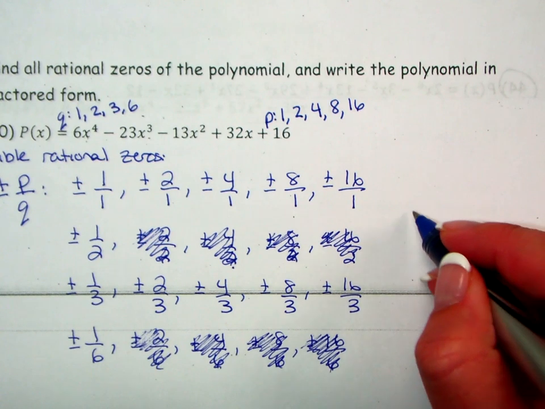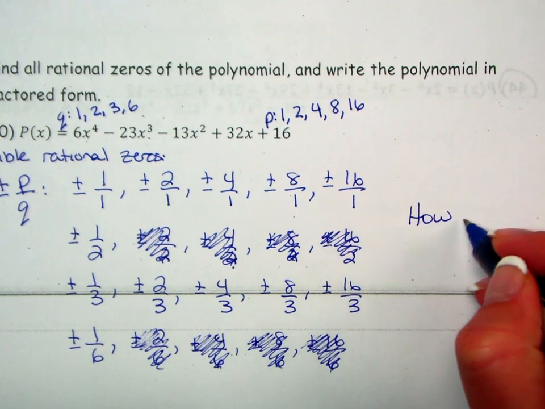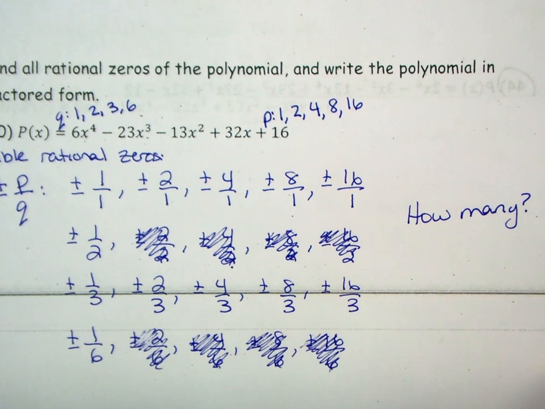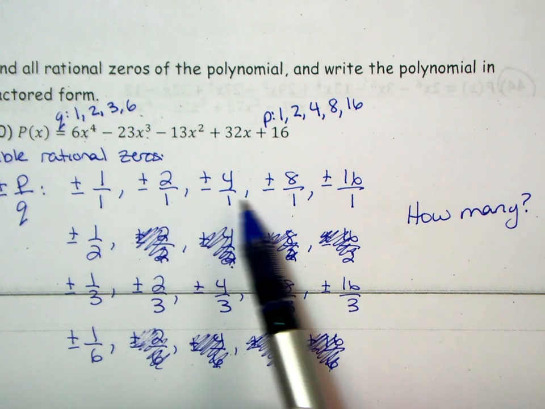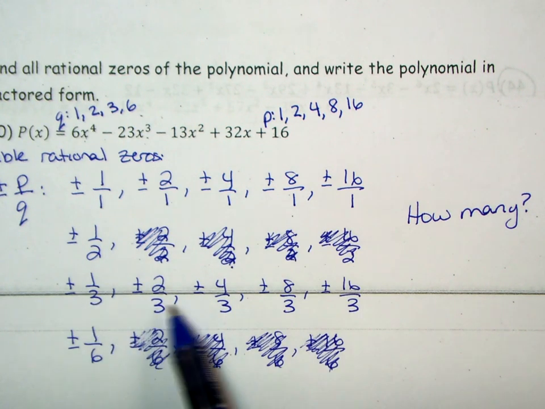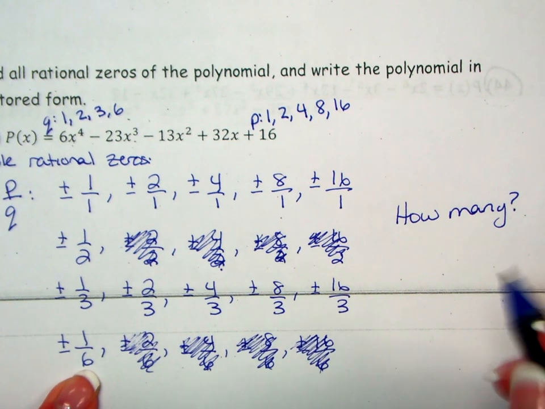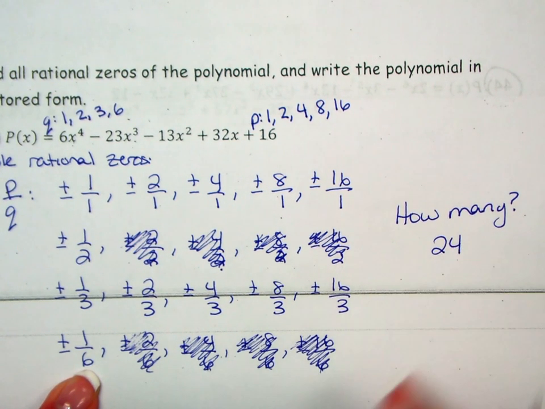I'm going to ask the famous question: how many are there? It is important that you can come up with this list and that you can count up how many possible unique rational zeros there are. 6, 7, 8, 9, 10, 11, 12. There's 12 numbers. Double 12 because of the plus or minus, so we get 24 possible rational zeros.